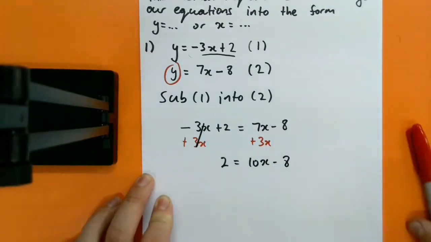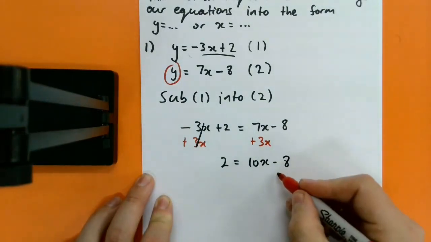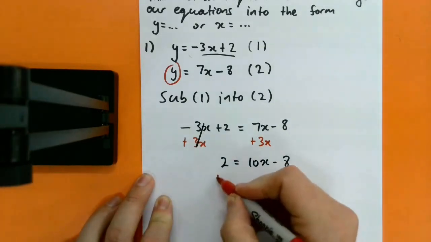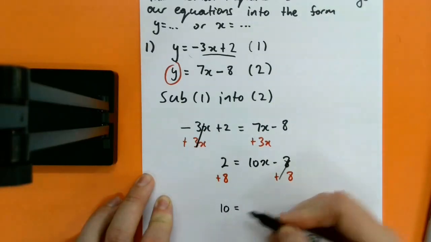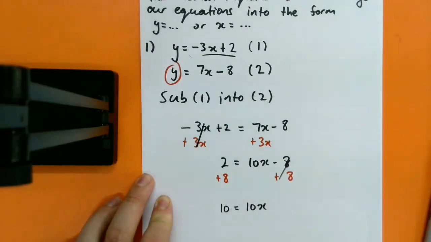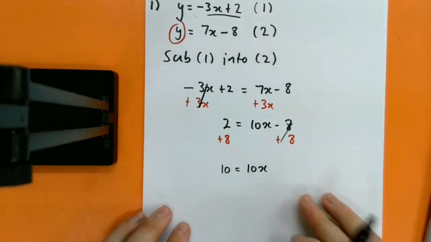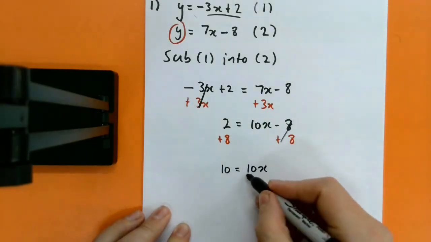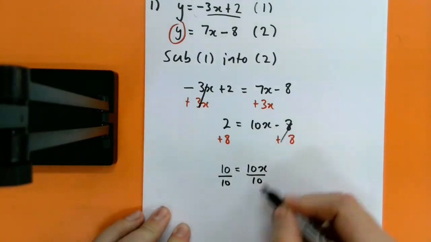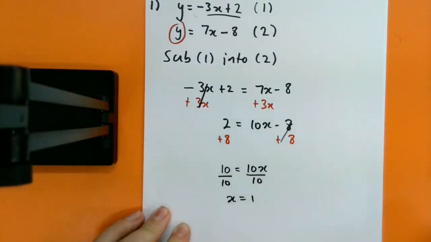8. Now we want to get x by itself, so we're going to add 8 to both sides, leaving the 10 till last. We now have 10 is equal to 10x. I'm going to move this up so you can see what we're doing. Dividing both sides by 10 leaves us with x is equal to 1.